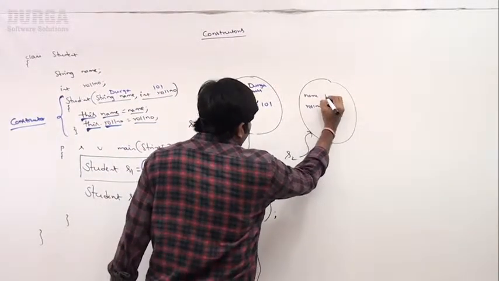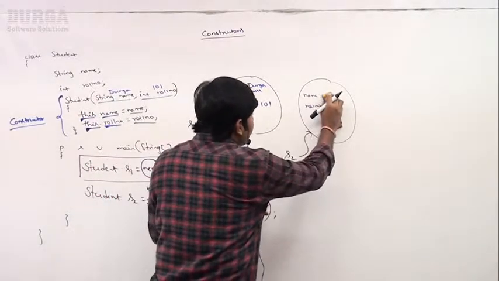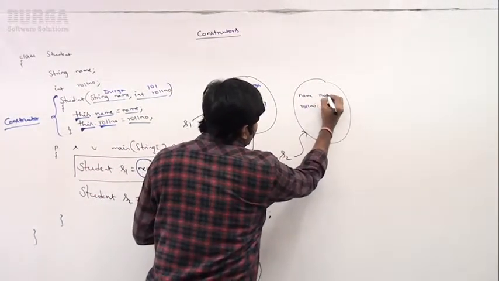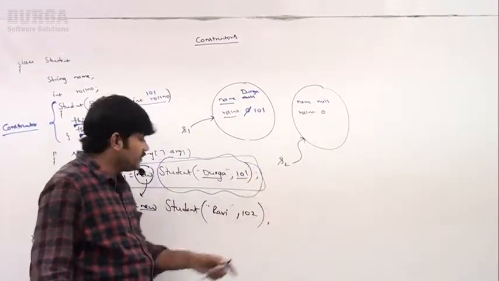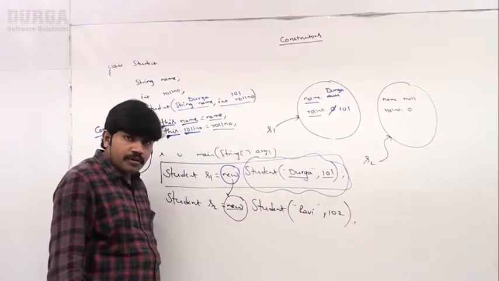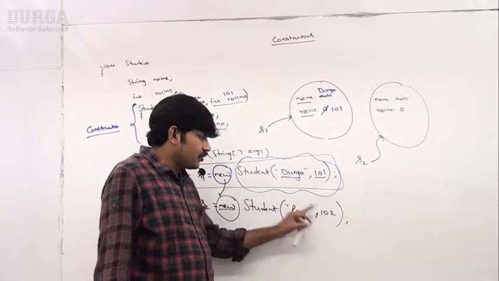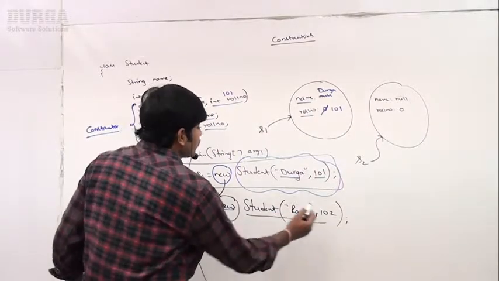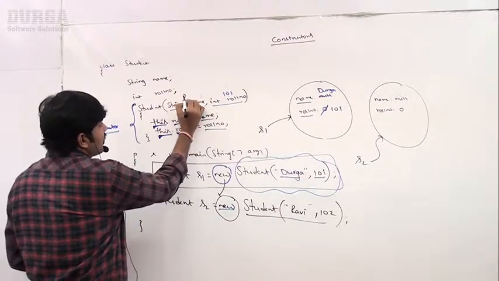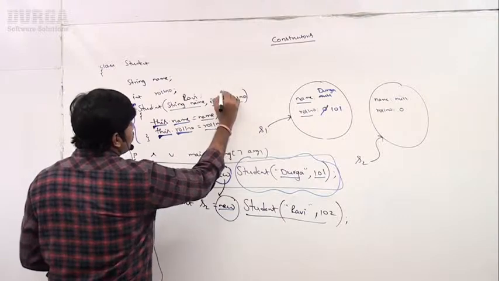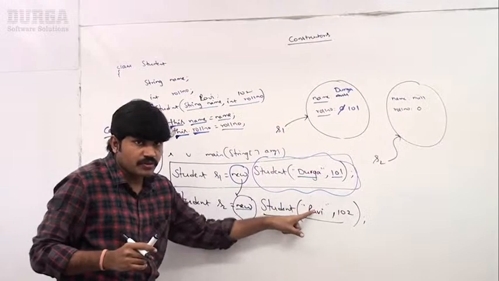JVM is always going to provide default values. What is the default value for name? Null. What is the default value for roll number? 0. So this total thing is happening because of this new keyword. Now, Student of Ravi, 102. We are calling the constructor. Because of this, now name will become Ravi and roll number will become 102.